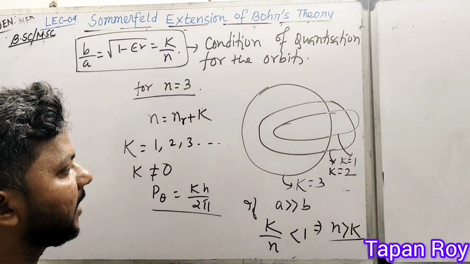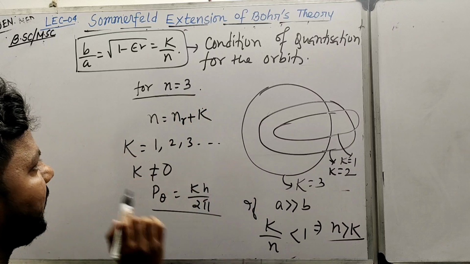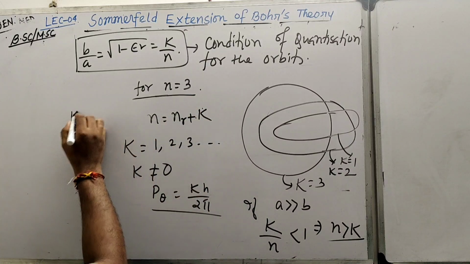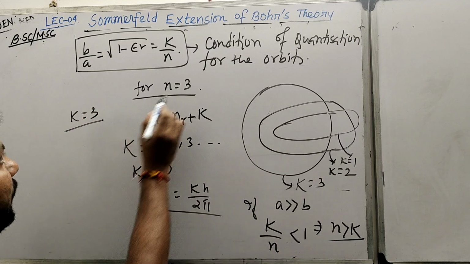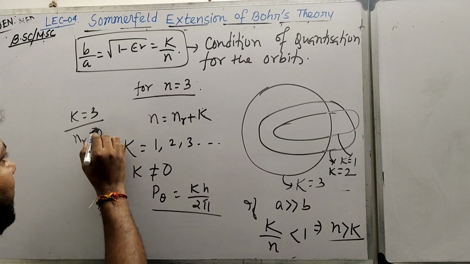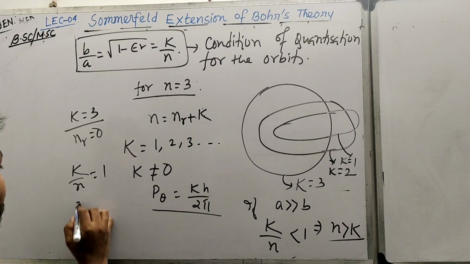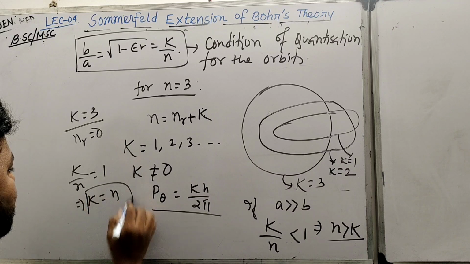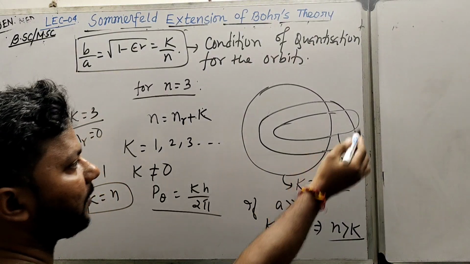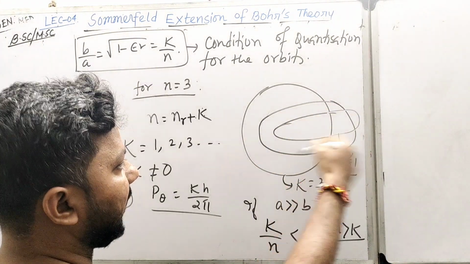Now for different values of n, let n be equal to 3. For n equal to 3, k can be 3, 2, or 1. For k equal to 3, nr is equal to 0. And if so, then k by n is equal to 1, or k is equal to n, and this will define the circular motion. And for k equal to 2, the shape of the ellipse is like that, and for k equal to 1 it is like that, okay?